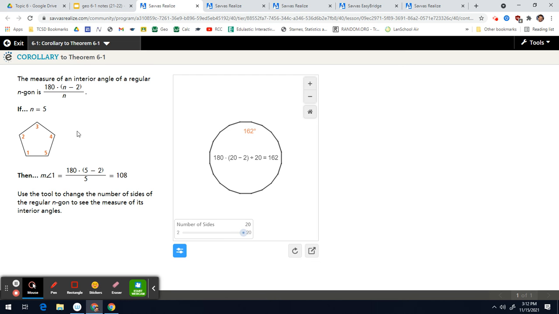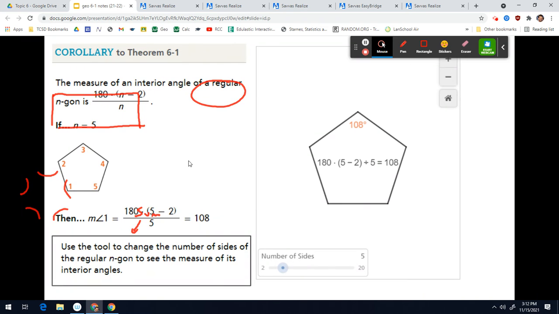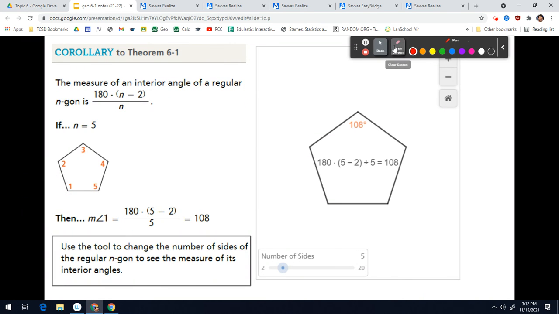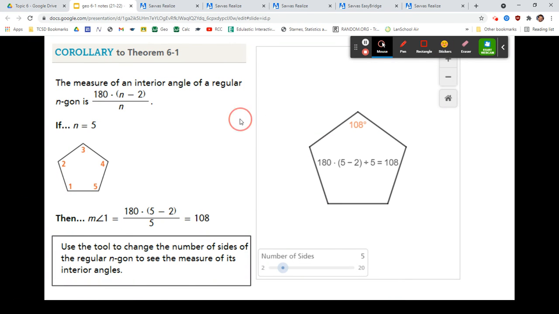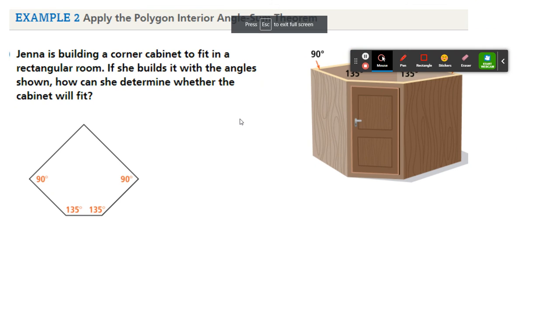So there we go. All right, good deal. So let's see what we have in store next. Ooh, I see a problem. Here we go. Let's take a look. All right, so it says, Jenna is building a corner cabinet to fit in a rectangular room. If she builds it with the angle shown, how can she determine whether the cabinet will fit?